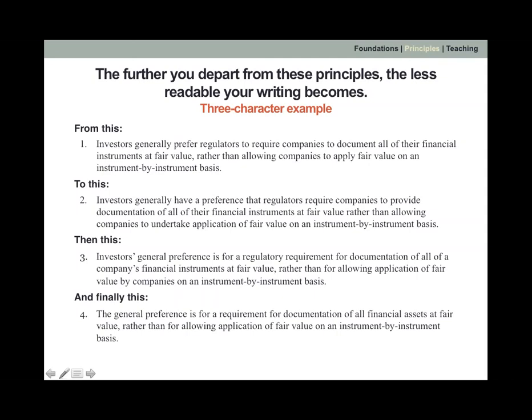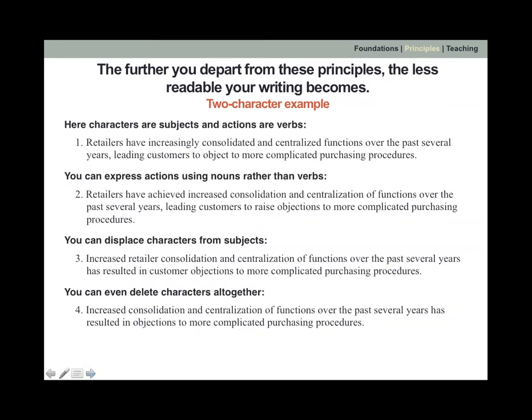But if we move these concrete characters out of the subject positions of our sentences and clauses, we end up with something as abstract as number three. Investors' general preference is for a regulatory requirement for documentation of all of a company's financial instruments at fair value, rather than for allowing application of fair value by companies on an instrument-by-instrument basis. So this is the kind of highly nominalized, abstract, professional prose that Williams tried to combat, and his entire argument about characters and actions is to pick concrete characters to ground your reader's understanding in the story that you're telling, and that will make your prose more clear.